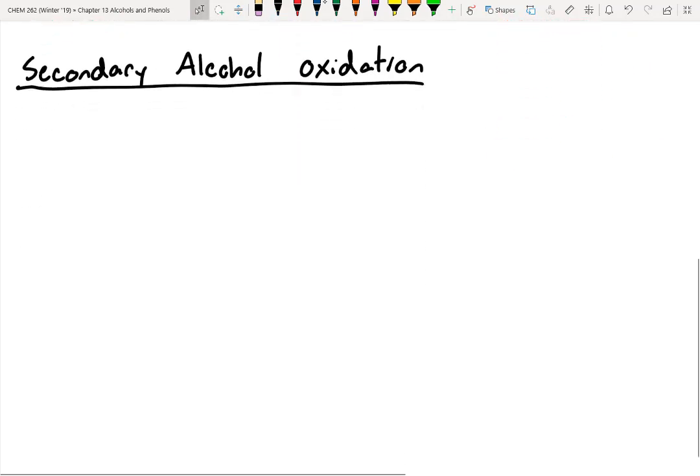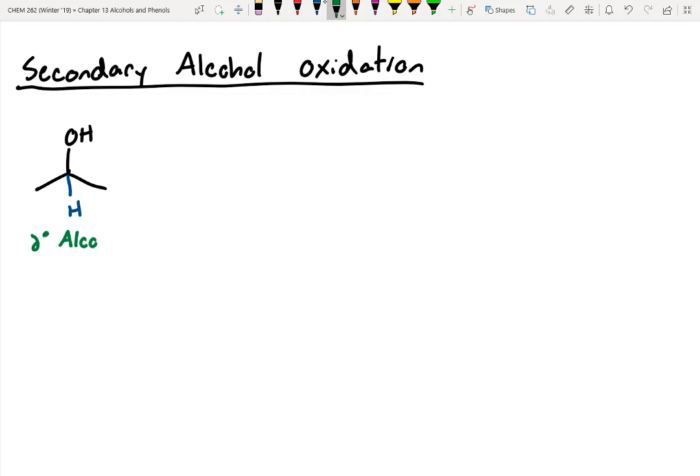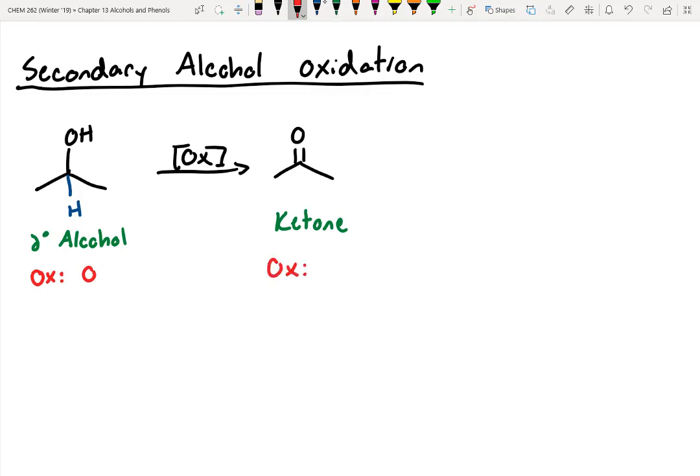All right, so with a secondary alcohol, we only have 1 assumed hydrogen coming off that central carbon. And the oxidation state for that central carbon, for this example, would just be 0. All right, so if we go ahead and try to oxidize this, we can remove that hydrogen and we can form a ketone. The oxidation state at this point will be +2 for that carbon.